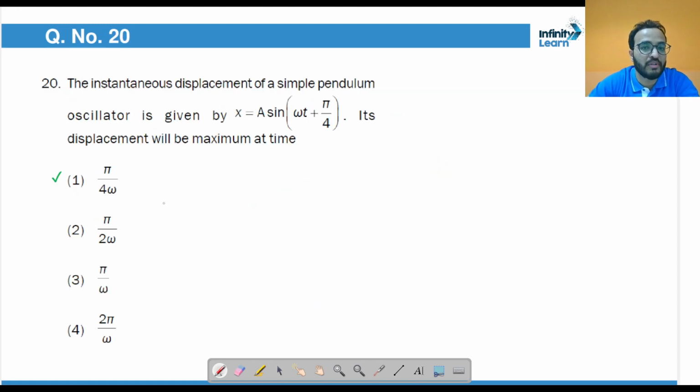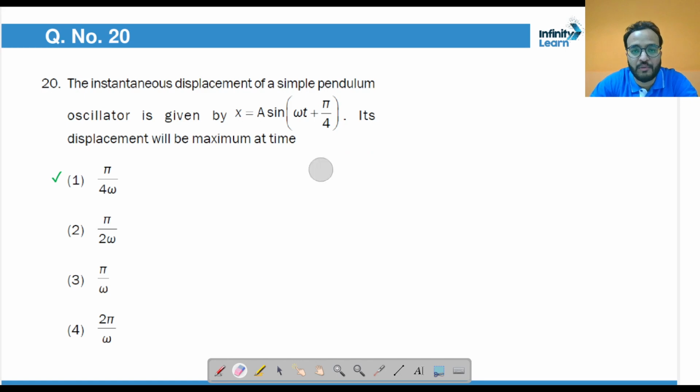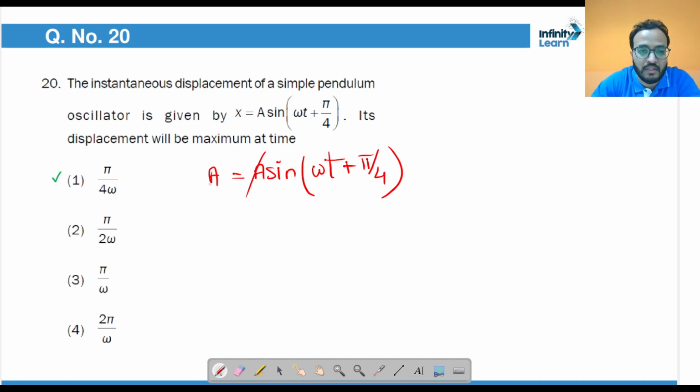Now let's go to question number 20. See, x is equals to a sine omega t plus phi. That means when we have started observing, the particle is at which position? Or just forget it. We use a very common logic. We will say displacement is maximum when x is equals to a. So it is a sine omega t plus pi by 4. It will be cancelled, right? So it will be 1 is equals to sine of omega t plus pi by 4.